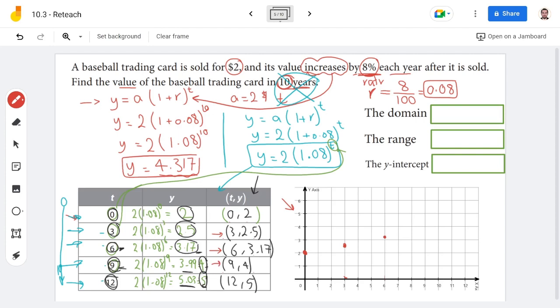Then we have 9 and 4, which is here. Then we have 12 and 5. So 12 is here, and 5 is here, right?